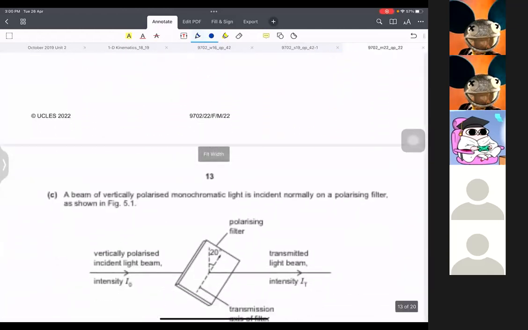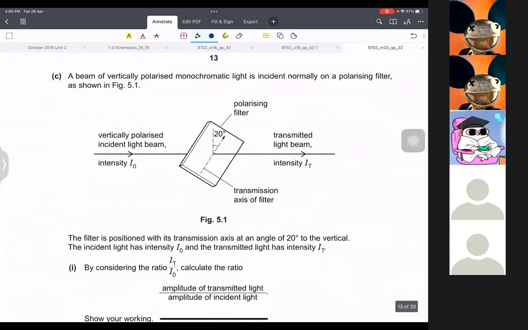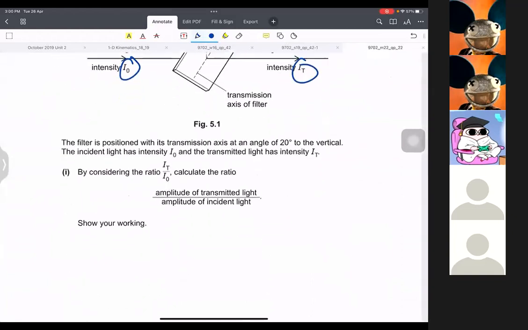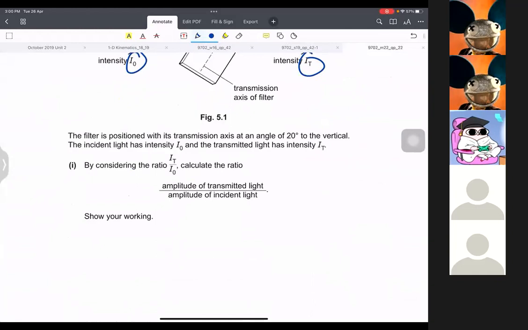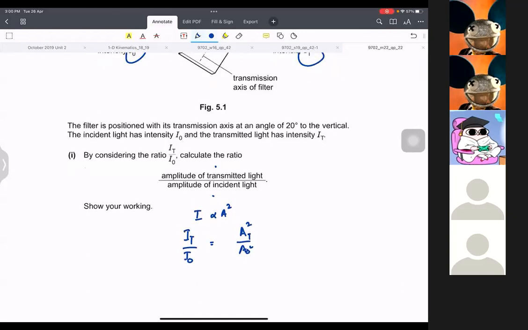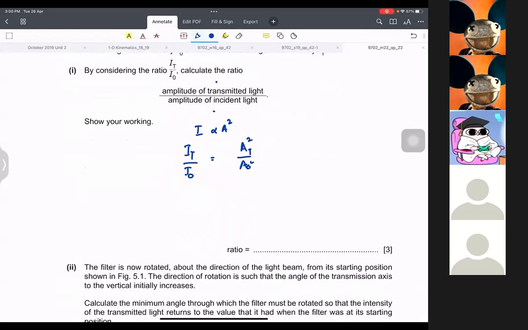Now, going to see, there's a polarizing filter. I naught, IT, this 20 degrees. I know where it is coming from. Say we're considering IT, calculate the ratio of amplitude. Intensity is directly proportional to amplitude square. So IT over I naught will then be AT square over A naught square. Okay. Now we need to basically somehow find the ratio.